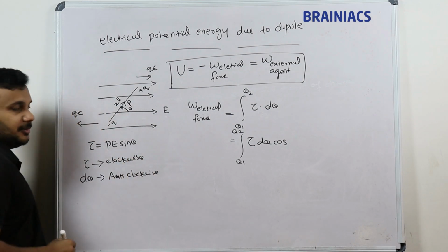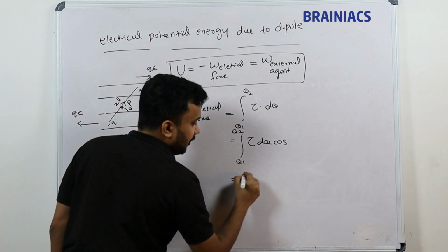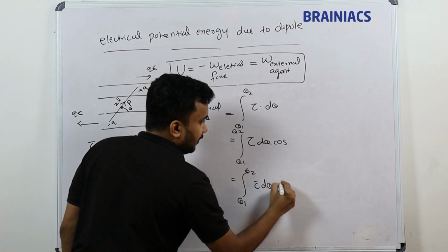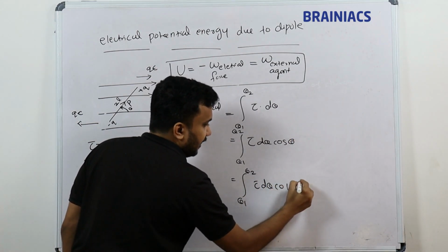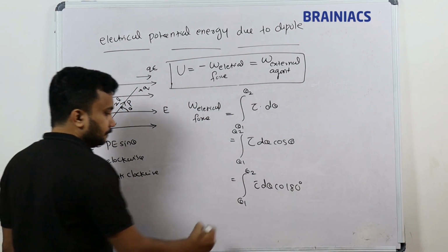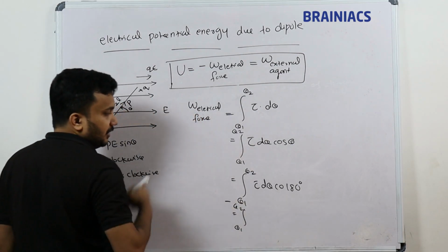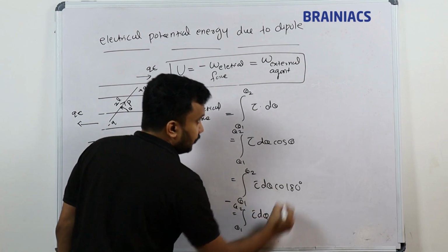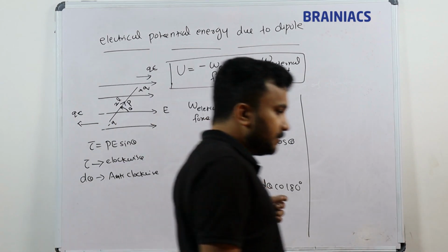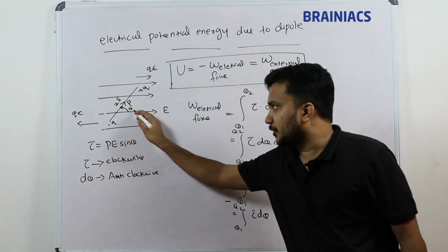So what is the angle between them? One is clockwise, another is anti-clockwise, opposite directions. So the angle between them is 180 degrees. From theta 1 to theta 2, tau d theta cos 180. You know the value of cos 180 is minus 1. So the minus comes outside, and we have minus the integral from theta 1 to theta 2 of tau d theta. These are the steps so far. I say theta 1 to theta 2 because initially we assume the dipole is at an angle of theta 1.